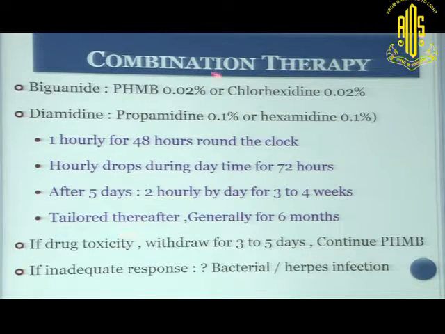The therapy is a combination therapy, and it holds true. It is useful, it is successful. We typically give a combination of biguanide and diamidines. Biguanide, like polyhexamethylene biguanide 0.02%, or chlorhexidine 0.02%. And these are typically prepared in pharmacies, so you need to have a pharmacy backup for that. And diamidines are available, propamidine 0.1%, not that freely available, but you can get it in some shops.